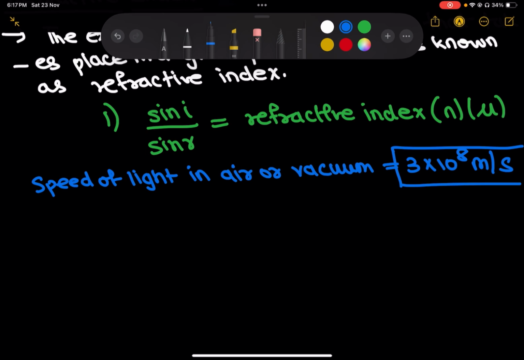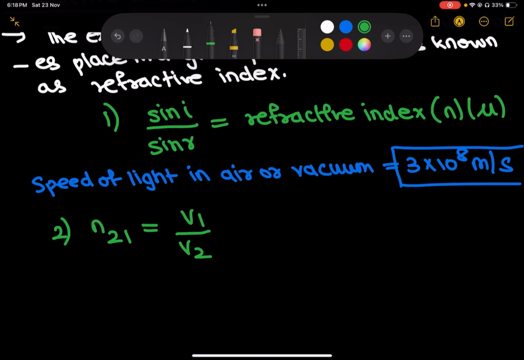What does the second formula state? It says that the refractive index of medium 2 with respect to medium 1 is equal to the speed of light in medium 1 upon speed of light in medium 2.